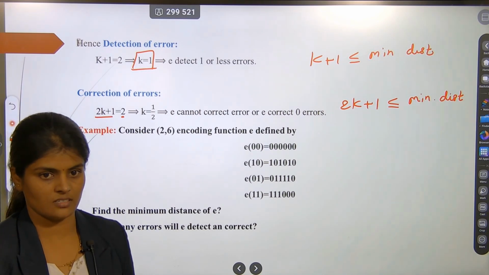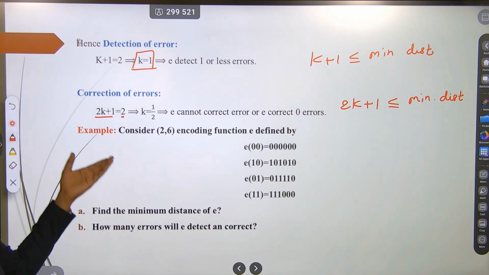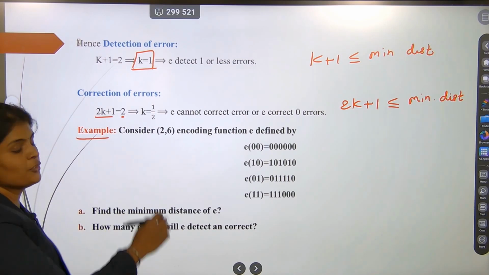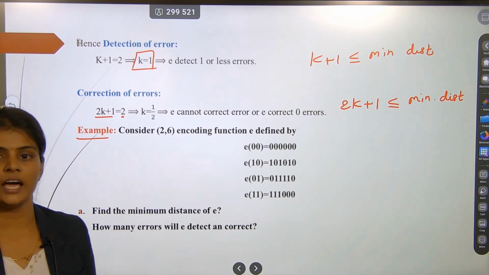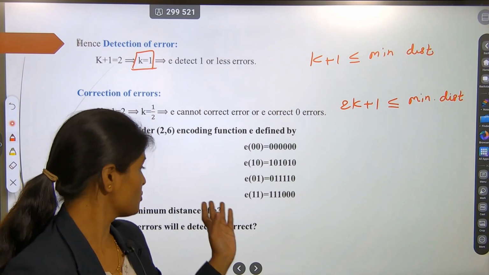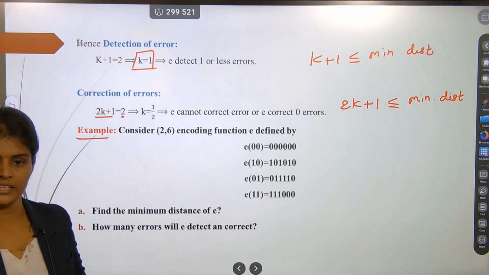or we can say that E corrects 0 errors. The next example is for your homework. You can use this example and try to solve the detection and correction of errors.